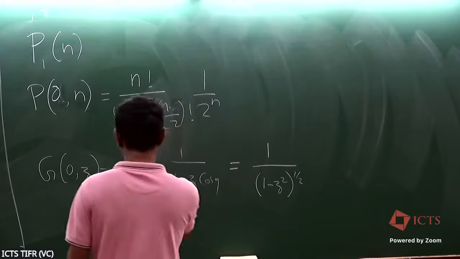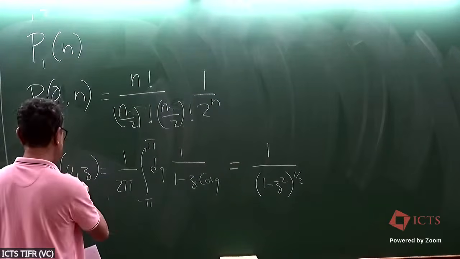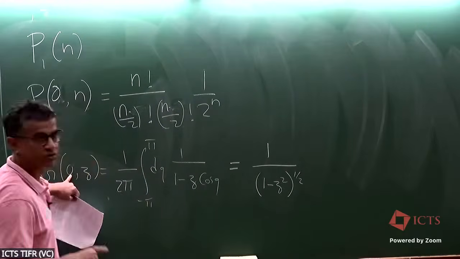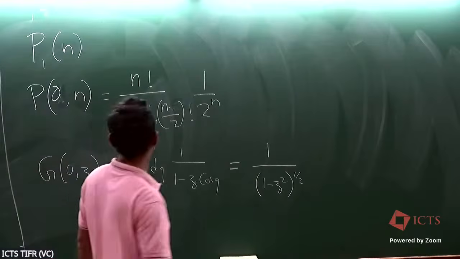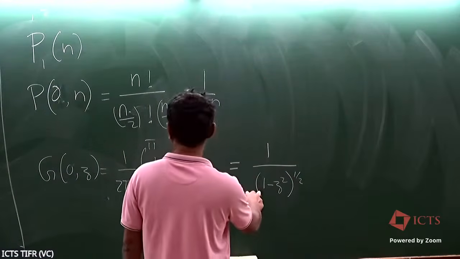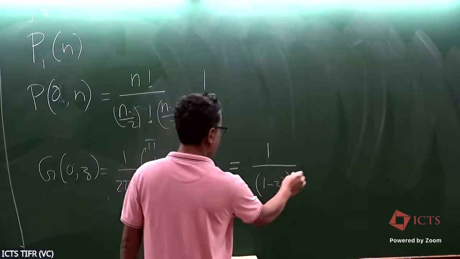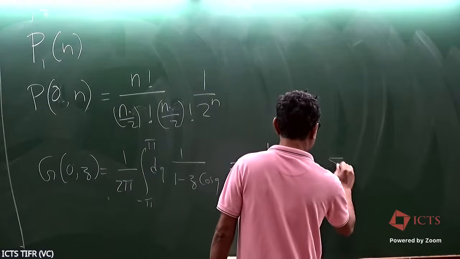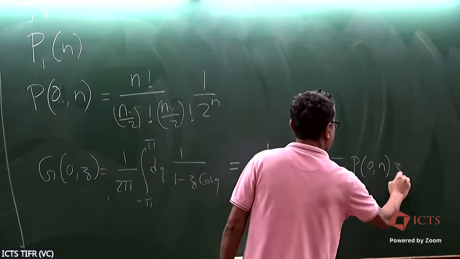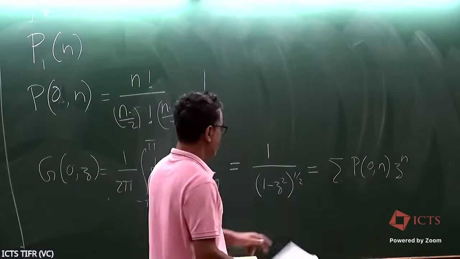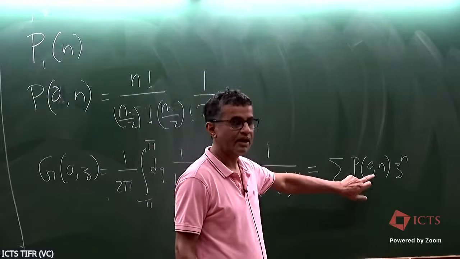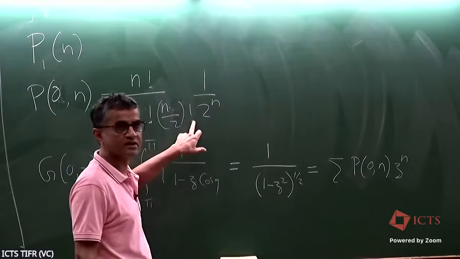In fact, you can also do it if you put g of x, z, then it's also easy to do. But let's just focus on return to the origin. So if you expand this in z, the expansion is of course supposed to be the sum of P0n z to the power n. If you just do a Taylor expansion, you can immediately find P of 0n, and you can verify that you get back this.